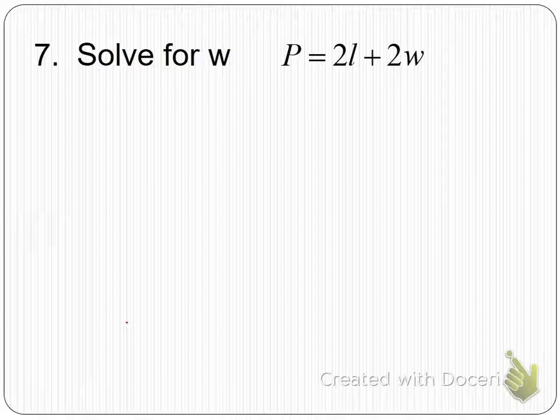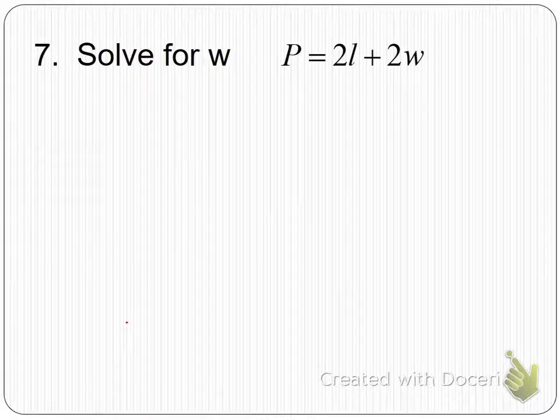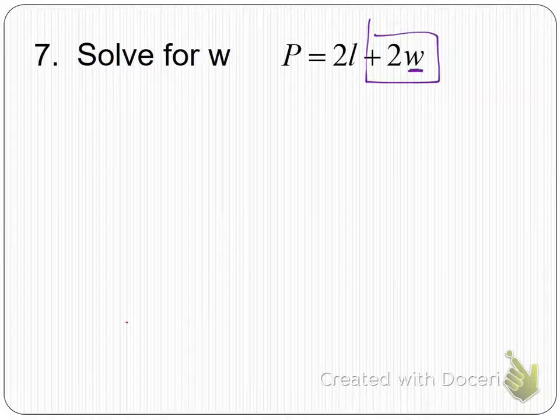Now, number 7 introduces a third variable in a formula or a literal equation. But that's okay, right? As long as you remember that you can only combine like terms, then it shouldn't matter how many variables are in there. It's the same process. We want to take this perimeter formula for a rectangle, and we want to solve for w. So I underline the w, I put a box around that term, and I realize, okay, then I need to get rid of that 2l.